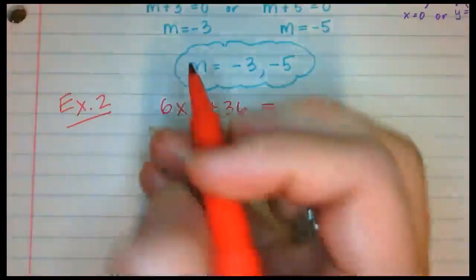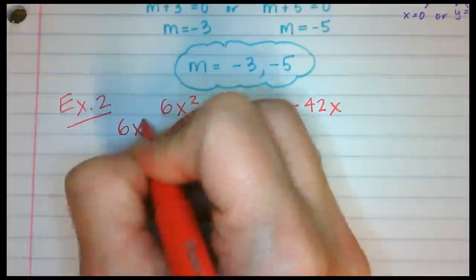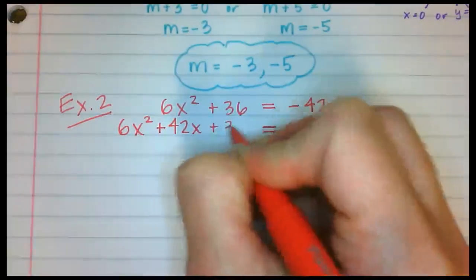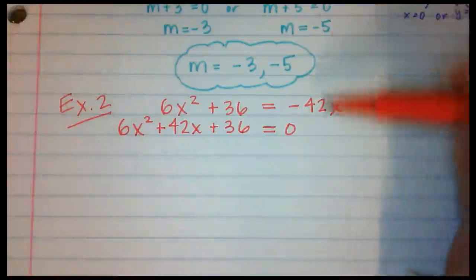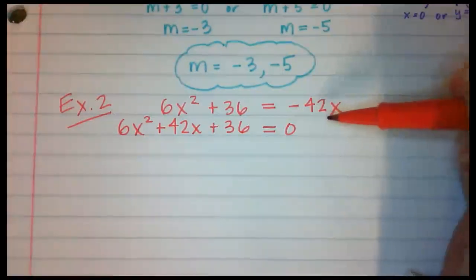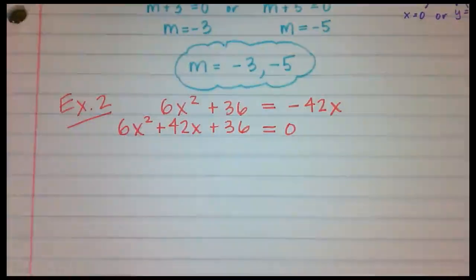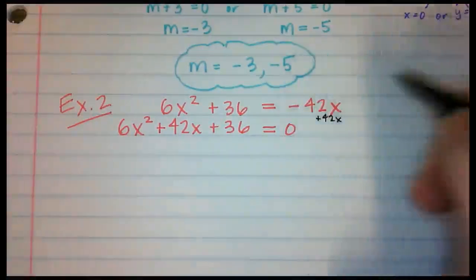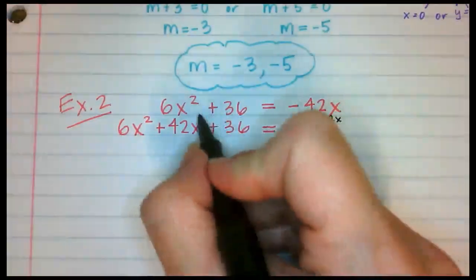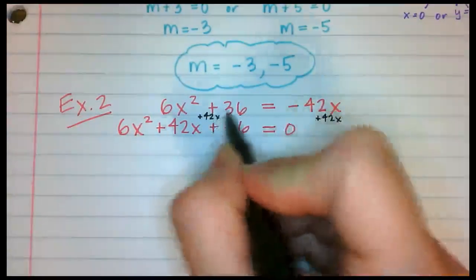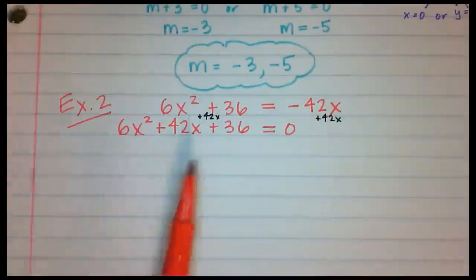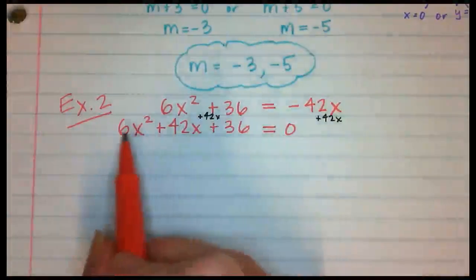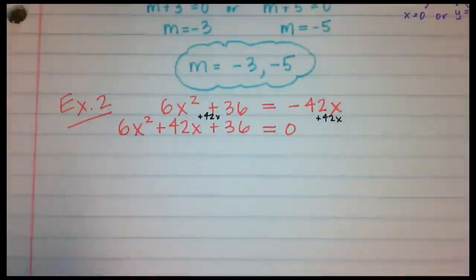So if I come over here, I'm going to end up with 6x squared plus 42x plus 36. All I did was add 42x over here to get it to cancel, which means I have to add 42x over here, and I know that the proper order has that term in the middle. All right, so step 1 is complete: get the equation equal to 0.